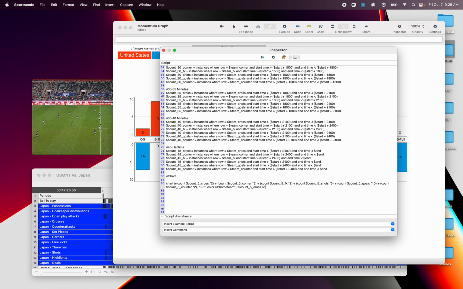that, or corner, or free kick, or shots, or a couple more goals, or counter. Counter. And then we can finally close the bracket, and that's the end of our entire script.